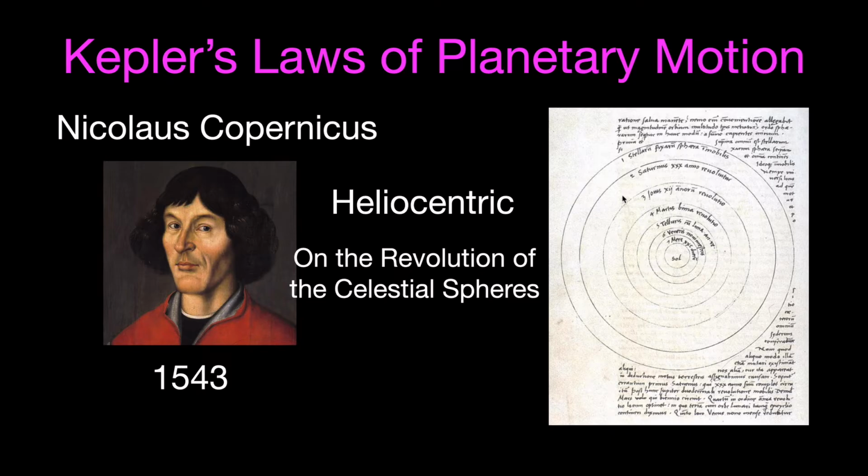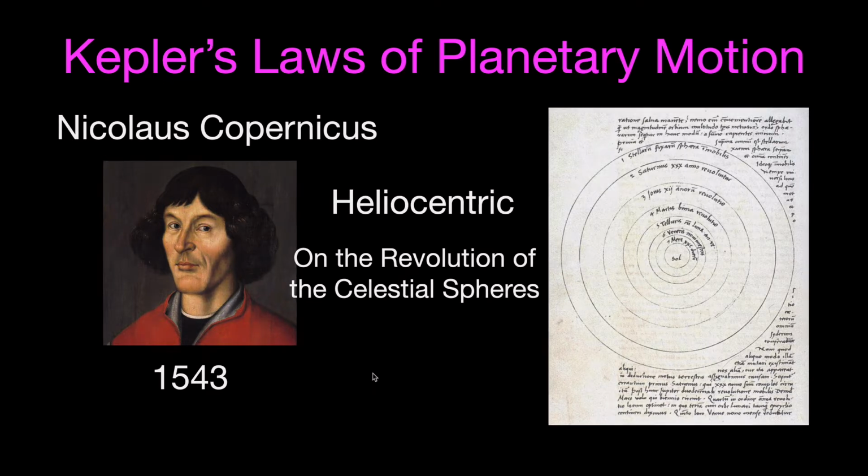This is one of the diagrams from his book. You can see they have the sun in the center, and then there's Mars, Venus, and Earth, and the moon. Before this time, it was widely accepted that we had a geocentric or an Earth-centered universe or solar system. But Copernicus was, of course, the first one who proposed a heliocentric universe based on observations that he had made.